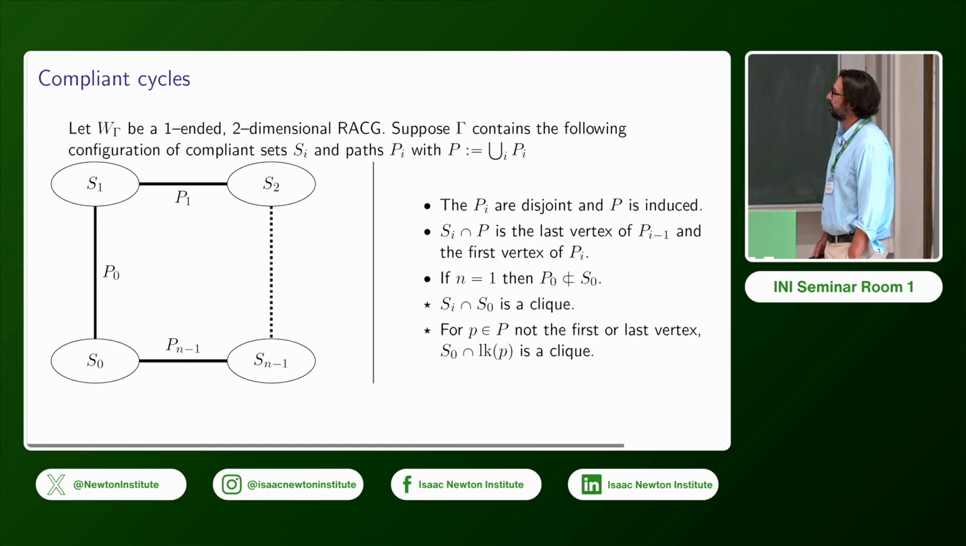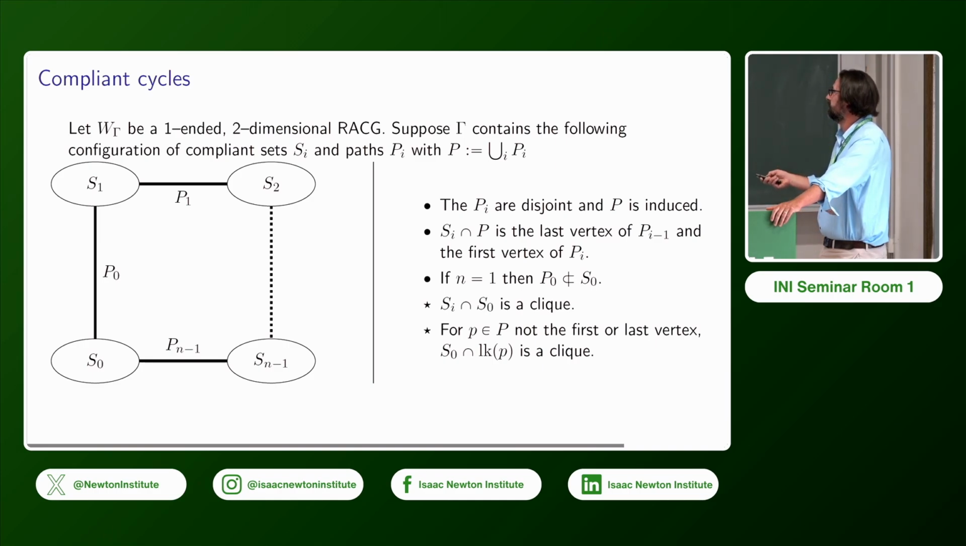So now here is where we're going to get an obstruction to being a RAG. Suppose in your Coxeter group, in the presentation graph for your Coxeter group, that you have this kind of configuration. So what this is saying, the S's, these are compliant subsets of the presentation graph, and the P's are just paths connecting them in the presentation graph. And you want 5 conditions.